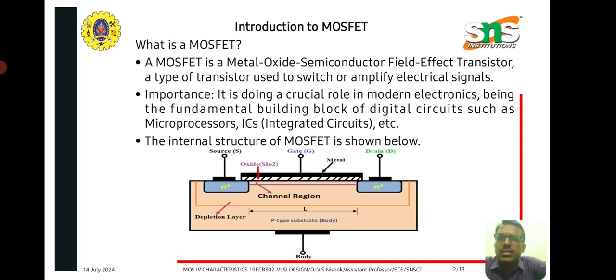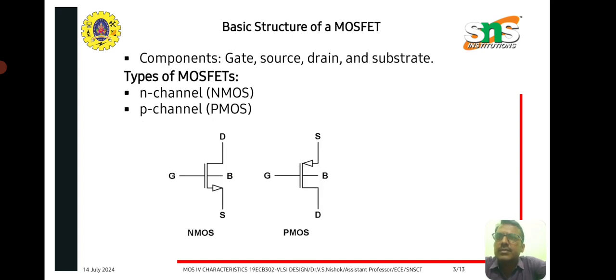The internal structure of MOSFET is shown in the below figure. It has a p substrate as its body terminal, and it is connected with two n diffusion materials. So this forms an NMOS transistor. Here the terminals drain, gate and source are connected as shown. The basic structure of a MOSFET.